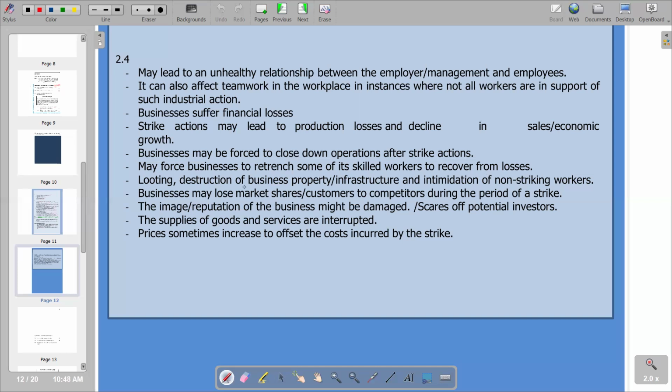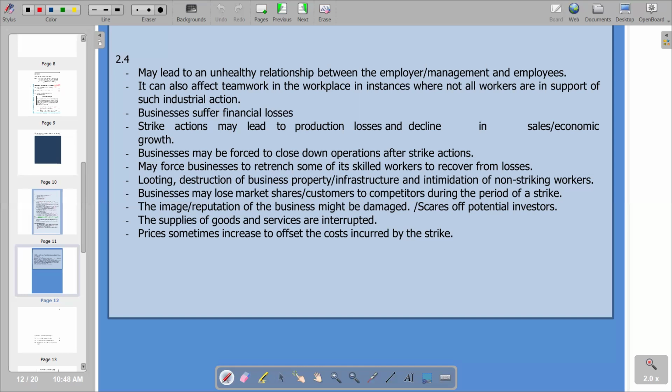Next, looting, destruction of business property or infrastructure, intimidation of non-striking workers. Obviously, these striking workers will never know what they're going to do. Maybe they're going to loot. Looting is going to take place, which is a very negative impact again on the business position. Then we go to the next one.